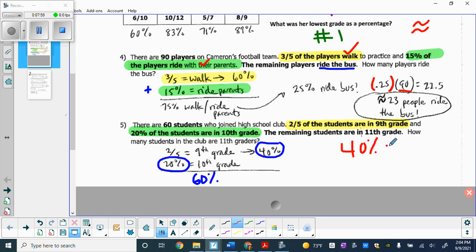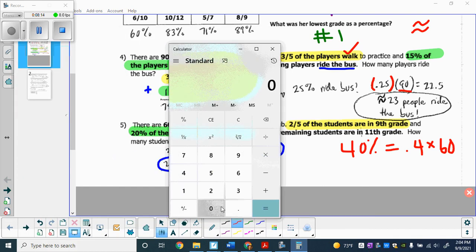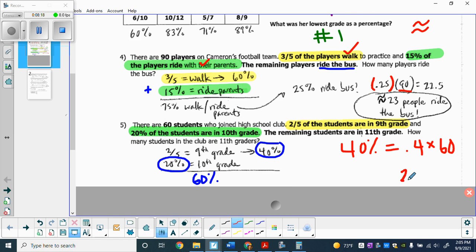Now 40% as a decimal is 0.40. And now I simply have to multiply that by the 60 students total. We're just trying to figure out 40% of 60 kids in a club. So when we do this, 0.4 times 60, you can see here that that's 24 students. So you get 24 students who are in 11th grade.